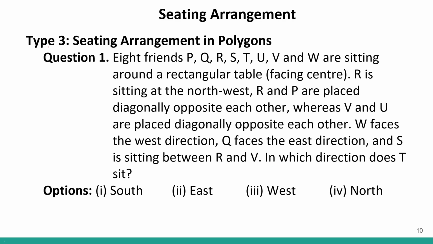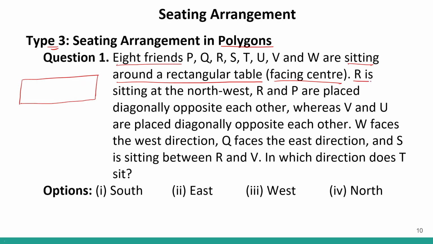Now we have type 3, seating arrangement in polygons. Polygons can be squares, rectangles, triangles, pentagons, hexagons, these kinds of shapes, any shape. Now, it is given to us that there are 8 friends. They are sitting around a rectangular table facing towards the center. Where they are sitting is not given to us.